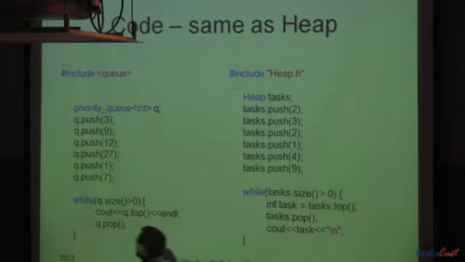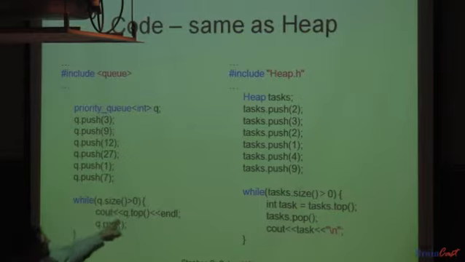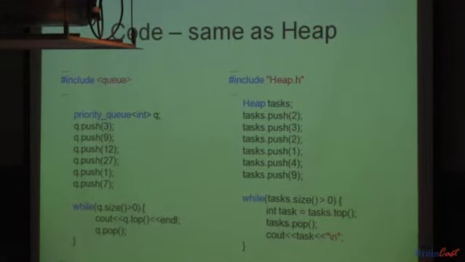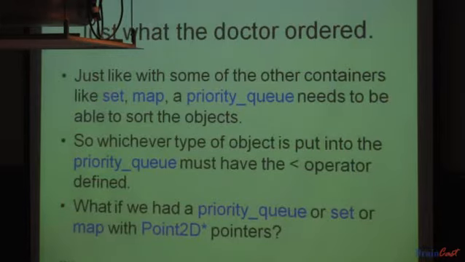Okay? So, but it's the same idea, which is you insert elements, and it doesn't matter the order in which you've inserted them. What matters is the highest priority elements go on top, so what gets printed out is 27, 12, 9, 7, 3, 1. And on the other side, there's a lot of duplicates there, but it's 9, 4, 3, 2, 2, 1. Okay?